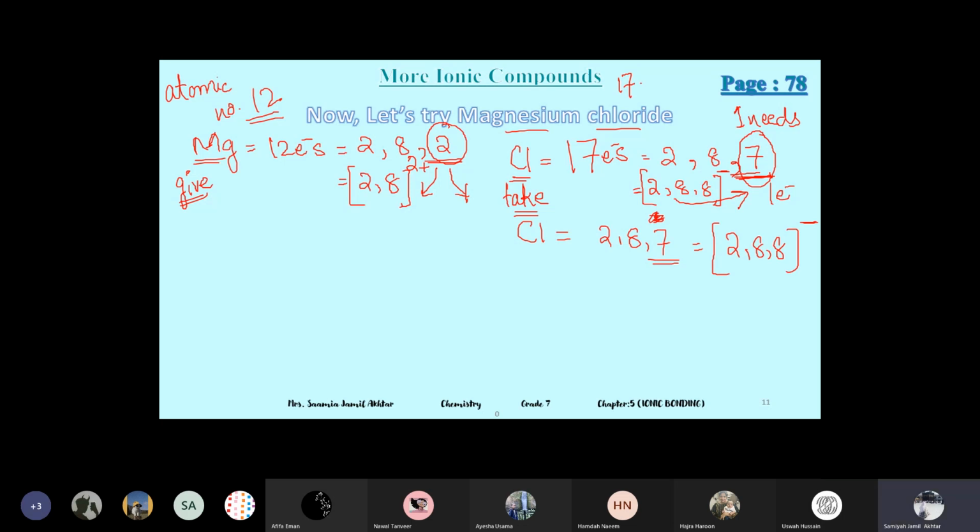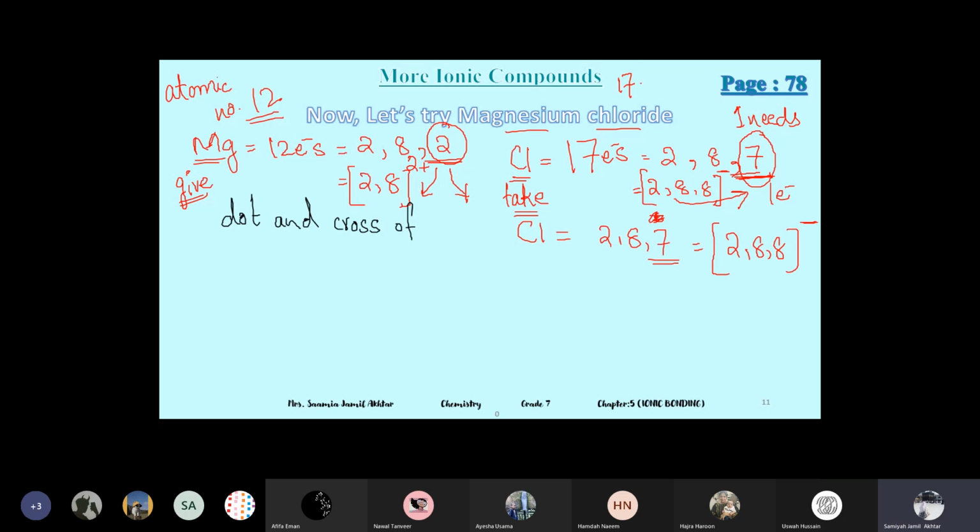Now we'll draw. So let's draw a dot and cross diagram, because in the exam they will ask you to draw a dot and cross diagram. For example, if they ask you to draw a dot and cross diagram for magnesium chloride, then you have to do this rough work to guess how many electrons are transferring. Then you can draw the correct diagram.